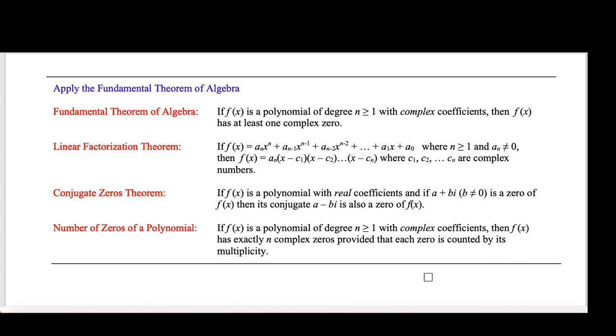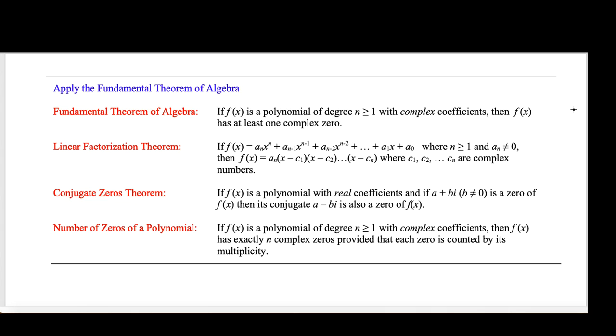The first theorem is the fundamental theorem of algebra. This theorem says that if f of x is a polynomial of degree greater than or equal to 1 with complex coefficients, then f of x has at least one complex zero. So this is saying that if your polynomial is first degree or higher, it's going to have at least one zero, right?